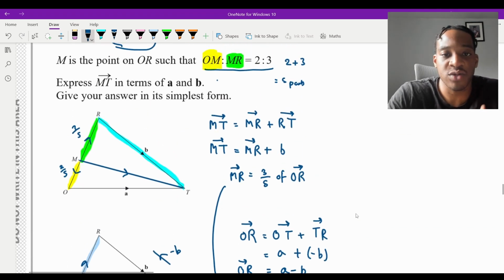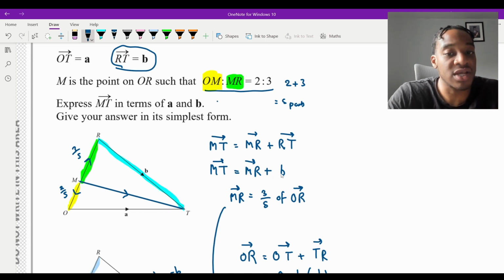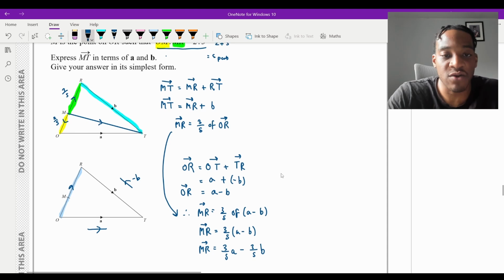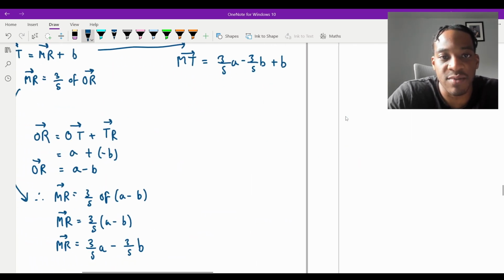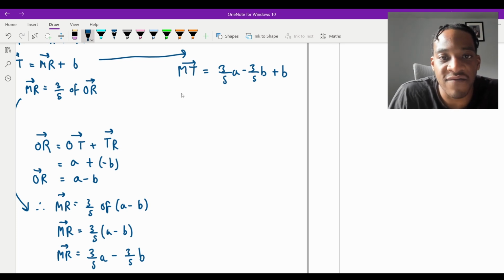Now remember what the question was asking us for. It was asking us for M to T, which we said was M to R plus B. But now we have M to R, so we can actually just finish this off. So we could say from here M to T is actually equal to M to R, which we now know is 3/5 A minus 3/5 B, and then plus B, isn't it? So we just need to simplify this. Just zoom in a bit more. So tidying this up here, I've got M to T, and there's only one term of A, so I'm going to leave it as 3/5 A. That's fine. And then I've got to do minus 3/5 B plus B.